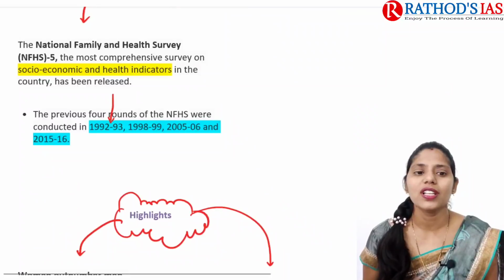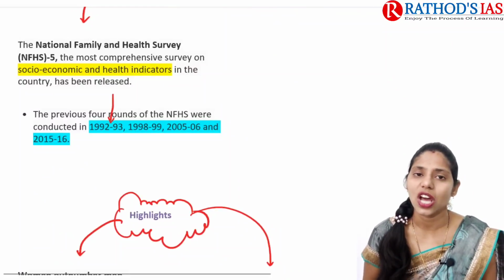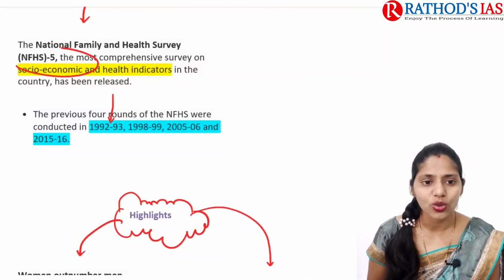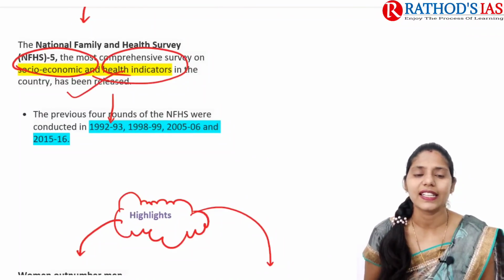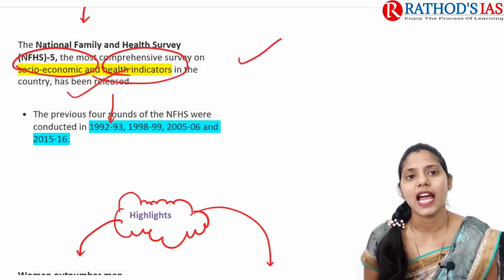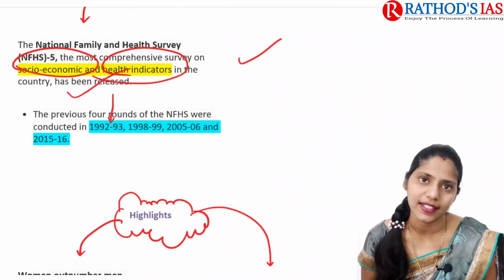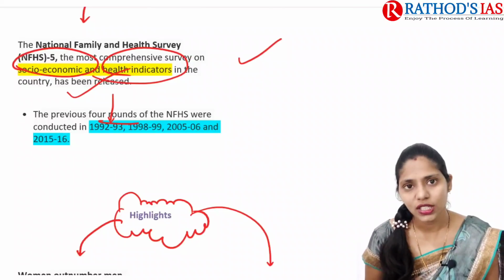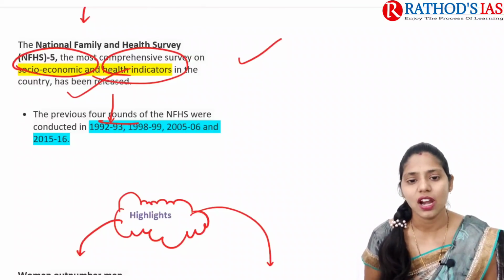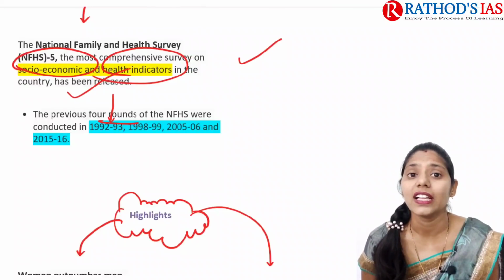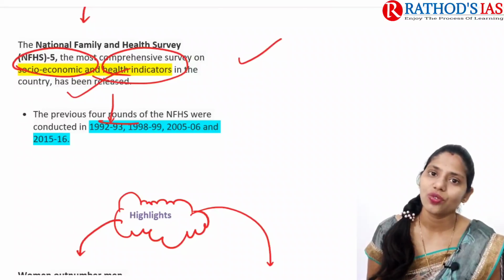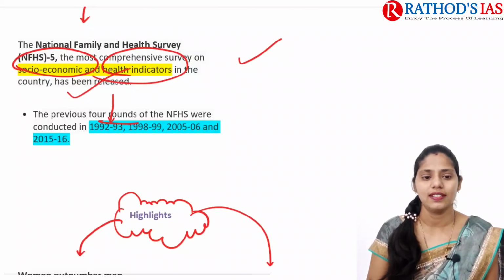So if you're talking about this National Family and Health Survey 5, it is one of the most comprehensive surveys on socio-economic as well as health indicators in the country. Here this National Family and Health Survey 5 is released. The previous 4 rounds of this National Family Health Survey were mainly conducted in 1992-93, 1998-1999, 2005-2006 and as well as 2015-16.